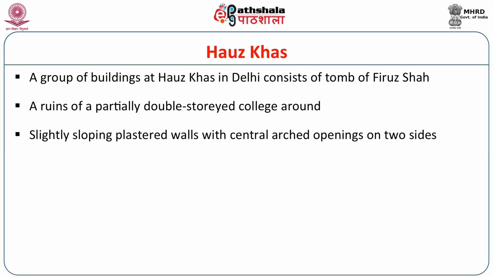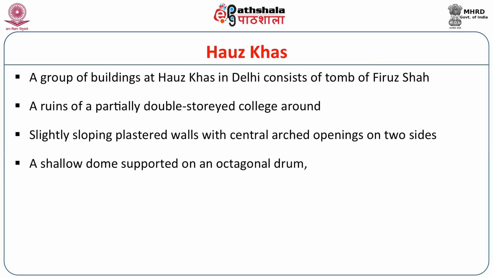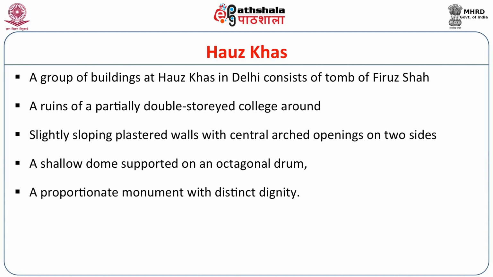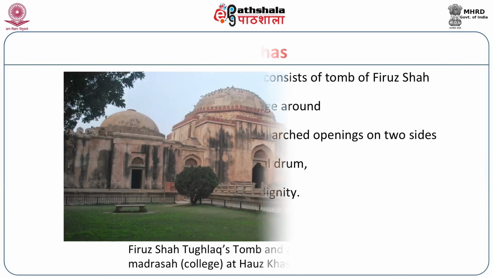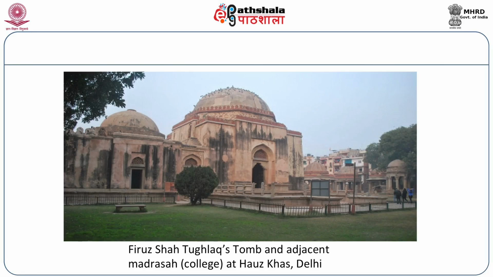This is a very important architecture, having slightly sloping plastered walls with centrally arched openings on 2 sides. A shallow dome is supported on an octagonal drum, and it is a very proportionate architecture having a distinct dignity. Of course, you can have a look at the tomb, which can be seen on the octagonal drum base, and around it the madrasa or the college built by Firoz Shah Tughlaq.